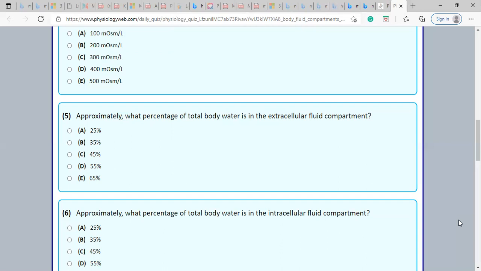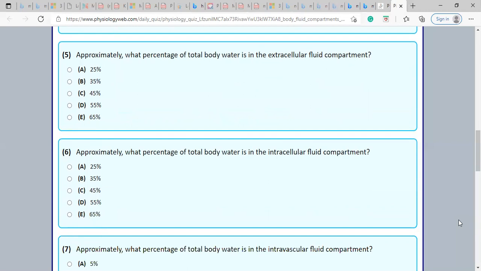So 14 times 100 will give you what? 1,400, yeah? 1,400 divided by 42, 33.3%. Good. So what will be your answer from here now? What is the closest answer to it? B. Okay, good. So approximately what percentage of total body water is in the intracellular fluid compartments?